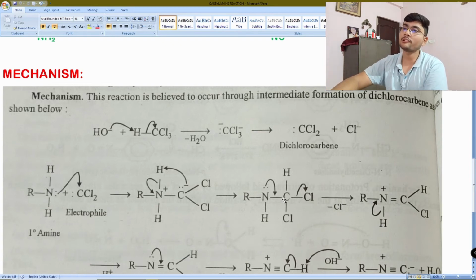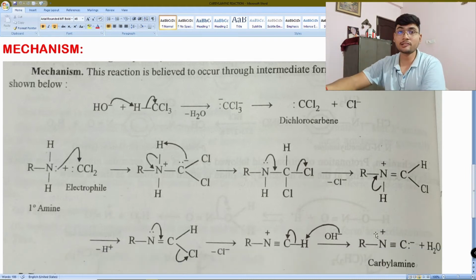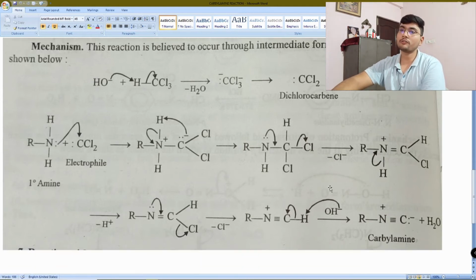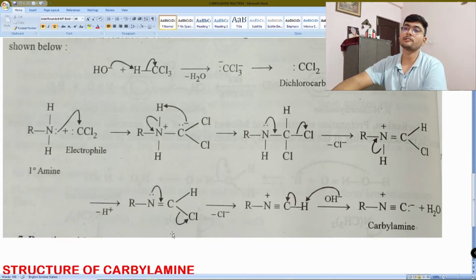Now again, the nitrogen will give a lone pair, so this is what you get. Now again the same thing will happen: the nitrogen has a positive charge and nitrogen is electronegative in nature, so this positive charge is unstable on it. So again it will remove another H plus. So now you see, this will be the product.